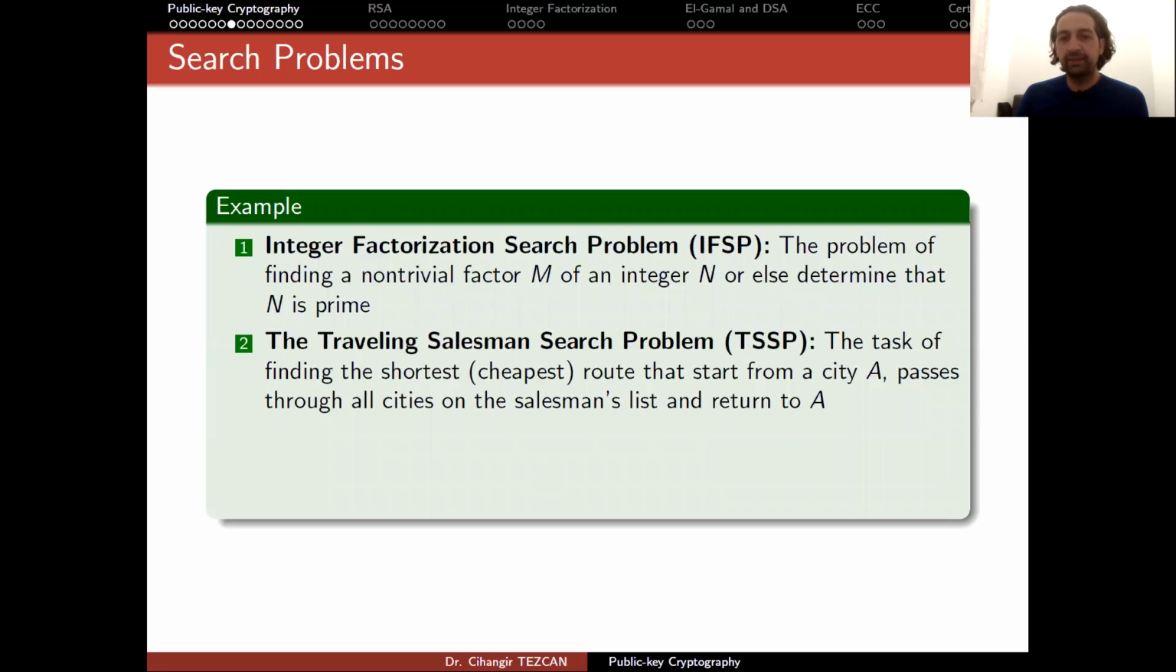Another one is the traveling salesman search problem. In this problem, assume that you have a lot of cities on a map, and some of the cities are connected to others with more than one road, and all of these roads either have a distance, or maybe you are spending some money for the road, so they have some price. The question is, you are asked to find the shortest or cheapest route that starts from a city A, passes through all cities on the salesman list and returns to A. If I'm not mistaken, this is known as an NP-hard problem.